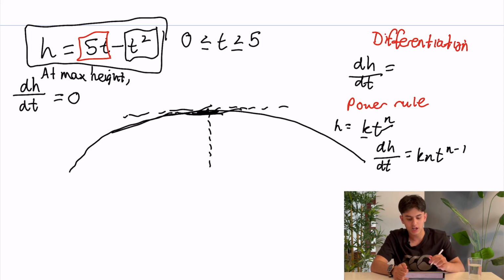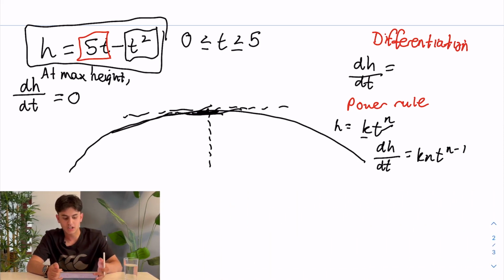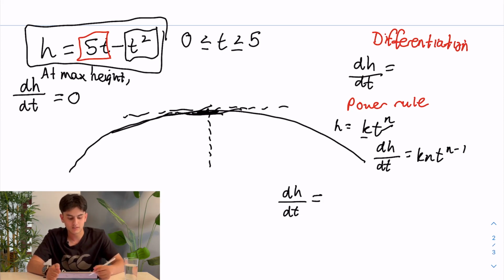So if we differentiate our equation h equals 5t minus t squared, we're going to do each term separately. So we've got dh over dt equals something. Let's start with the 5t first. We can write 5t as 5t to the power of 1. So we can see now that we have our term in power form, and we just have to find out what our constants are. So by inspection, we can see that k equals 5 and n equals 1.